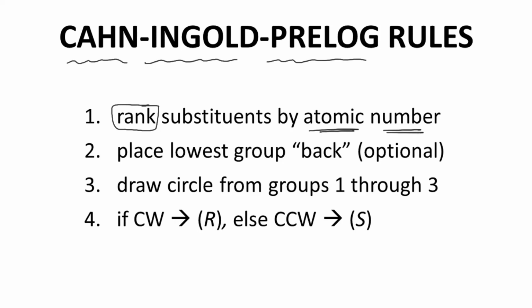We then make sure that the lowest priority group is in the back position, or is the group with a hashed bond. Actually, having the low priority group either forward or back is fine. We'll see examples of both in these problems. Third, we draw a circle through the groups number 1 through number 3. If that circle is clockwise, then we have an R configuration at our stereocenter. If the circle is counterclockwise, then the stereocenter is S. Fantastic. To practice these rules, we'll look at 8 problems, all of which show molecules that are approved drugs. Here we go.